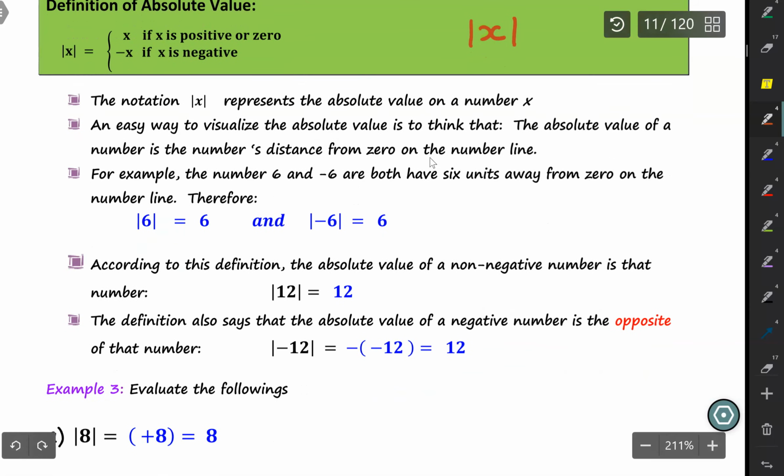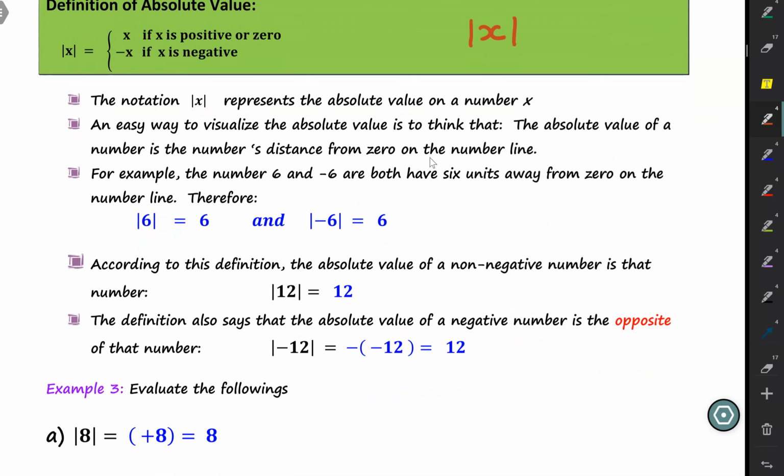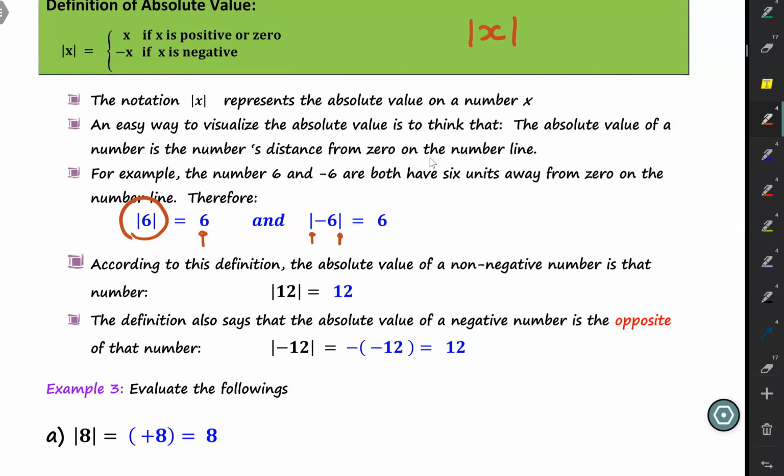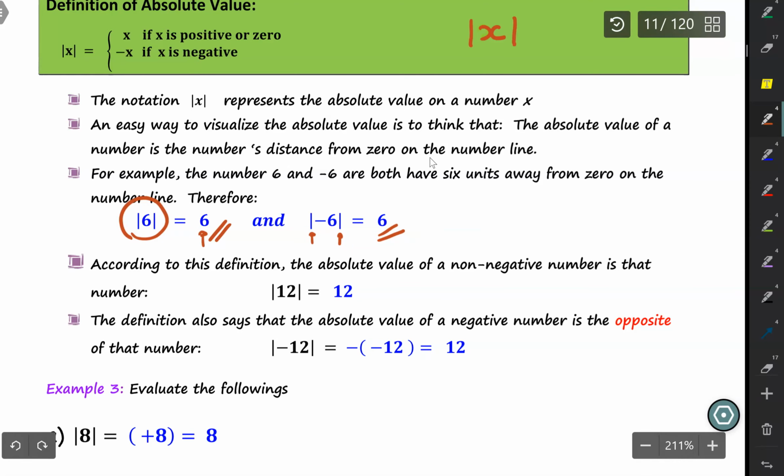So let's work with number 6. If I have the absolute value of 6, it is equal to 6, since 6 is a positive number. If I have -6 in between these absolute value lines, then I still have the result as 6. So then what is the definition of absolute values?